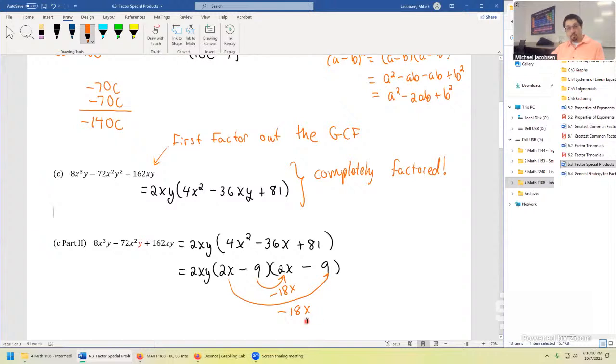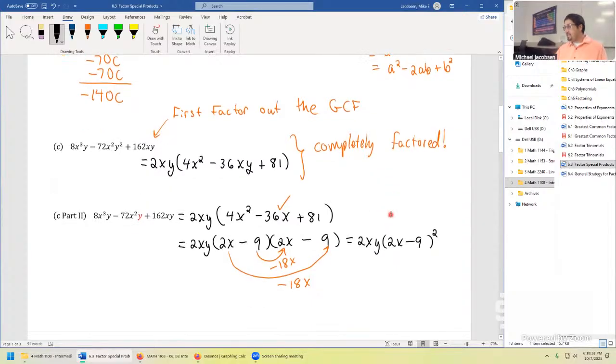But these two this time would add up to negative 36x. There's no y there to stop the factoring. And so this problem can proceed in the normal way. This would just turn into 2xy times 2x minus 9 to the power 2. So that one would have been the doable version.